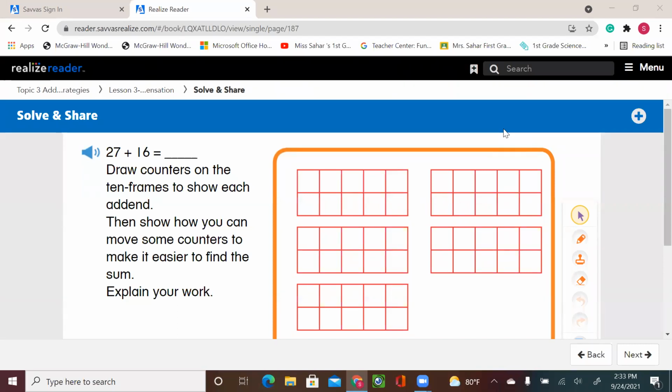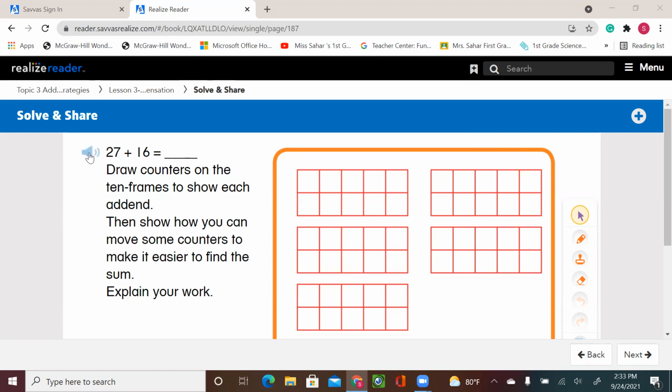Hello, second graders. Welcome to a new math lesson. We're still in topic 3. Today's lesson, lesson 4. Please open your book, page 105. Today we will be learning how to break apart addends and combine them by using different ways to make it easy to add. So we will be using today the 10 frames and how we can use the counters and move them to make the number easy for us to add.